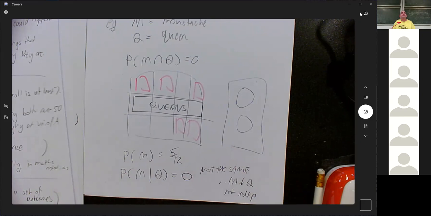Yep. What's that? Independent means they're not related language-wise. You can't say one of them and know what the other one is. Yeah. Yep. Correct. I'm going to repeat that. Mutually exclusive means that they're not independent because the fact they can't occur together is a dependence. They do depend on each other because they can't happen together.